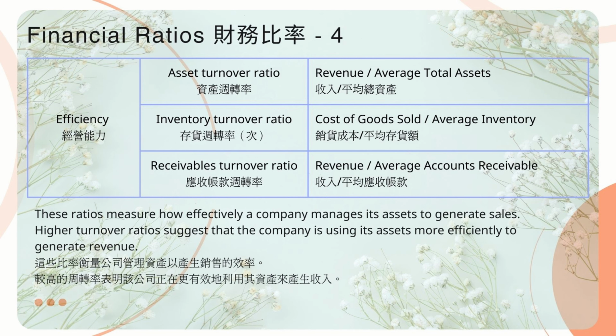Efficiency. These ratios measure how effectively a company manages its assets to generate sales. Higher turnover ratios suggest that a company is using its assets more efficiently to generate revenue. Asset turnover ratio: revenue divided by average total assets. Inventory turnover ratio: cost of goods sold divided by average inventory. Receivables turnover ratio: revenue divided by average accounts receivable.